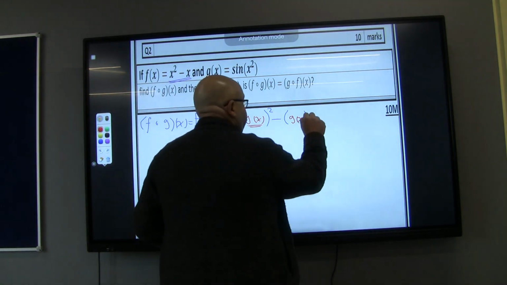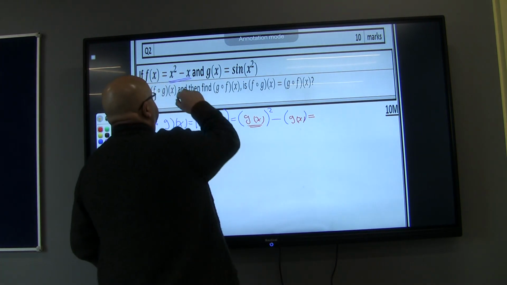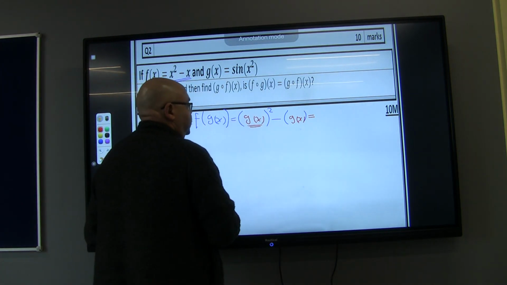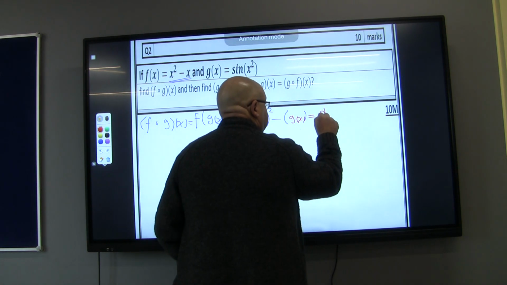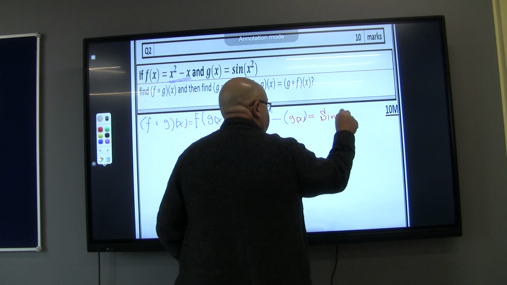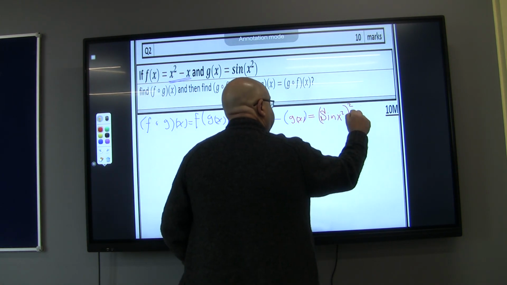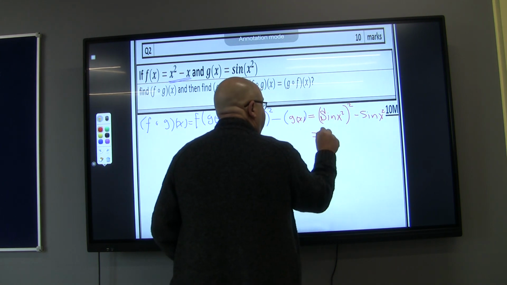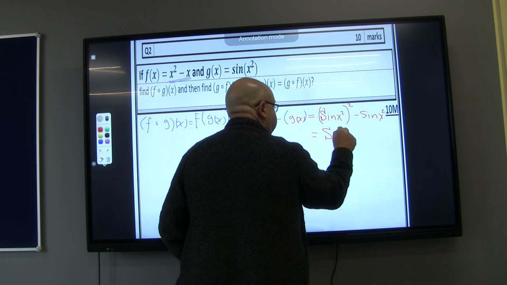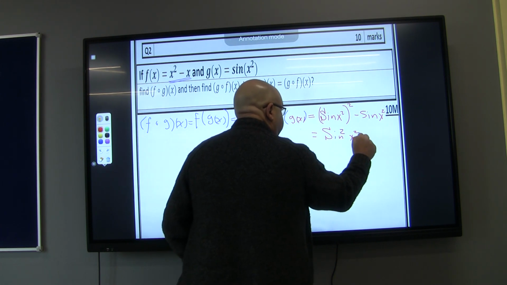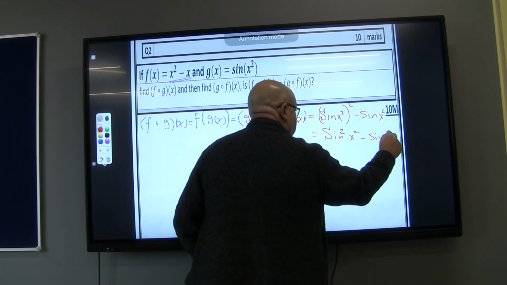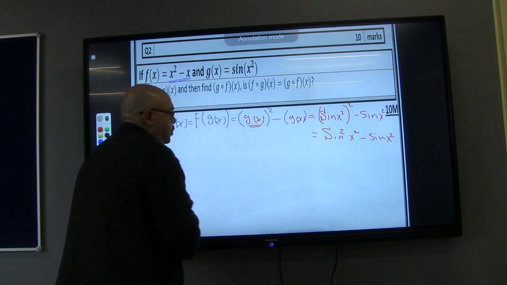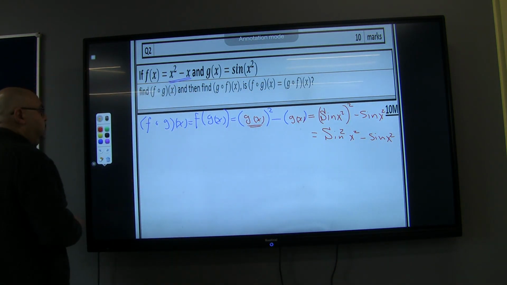So simply all we have to do is to replace every x by sine x squared, and this is going to be: sine x squared to the power of 2 minus sine of x squared, and it can be written in this form: sine squared of x squared minus sine of x squared. In this way you will have your 5 marks for this part.